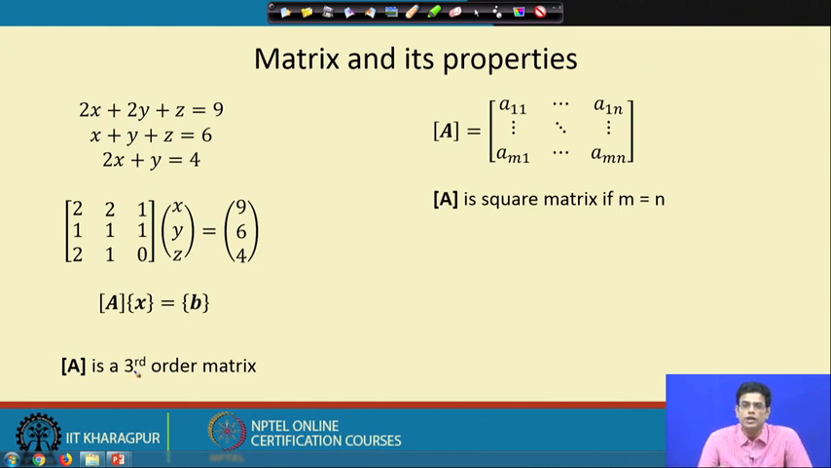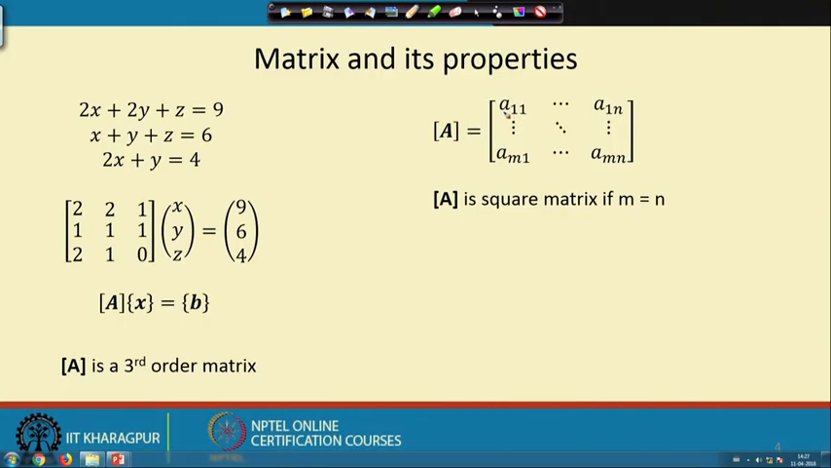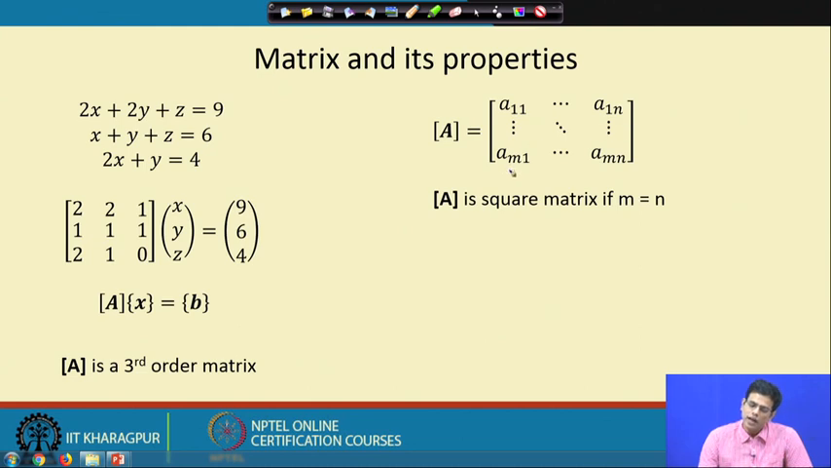It can be generalized. If you have n equations, it can be generalized as an nth order matrix, but a matrix can be rectangular also. If I write any matrix A in terms of its components, A11 to A1n, then A21 and so on, down to Am1 to Amn, this is a rectangular matrix of dimension m by n, which means m rows and n columns. Now we will be mostly dealing with square matrices where m equals n.